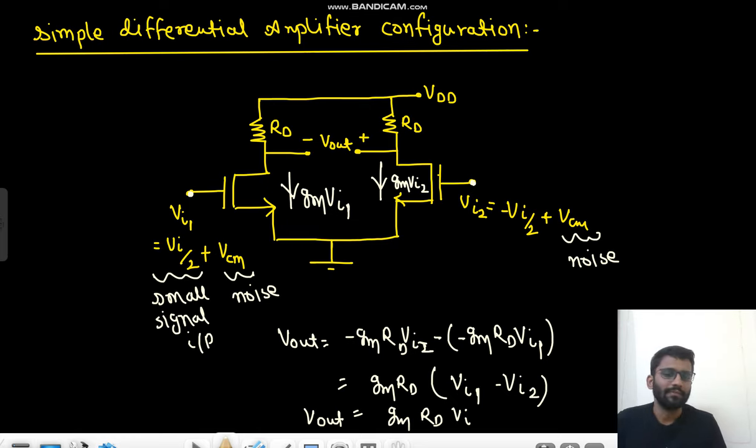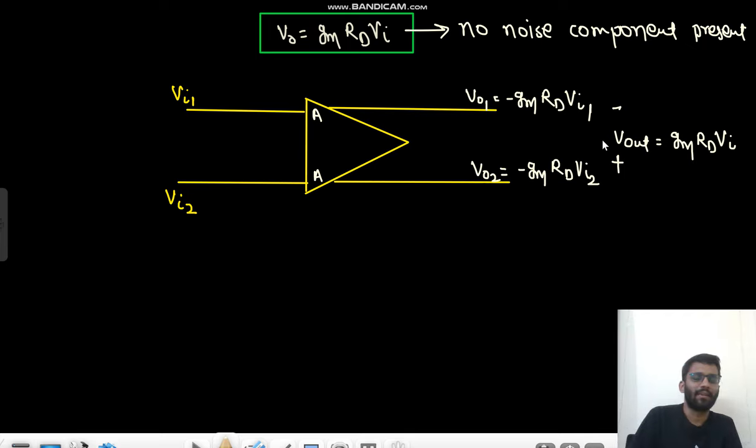This is how a differential amplifier amplifies the signal and eradicates the noise, because on both of the inputs we have the same noise present. Both of the noise signals will be amplified by the same amount. If they are amplified by the same amount, they will be subtracted, because we are collecting the differential output.